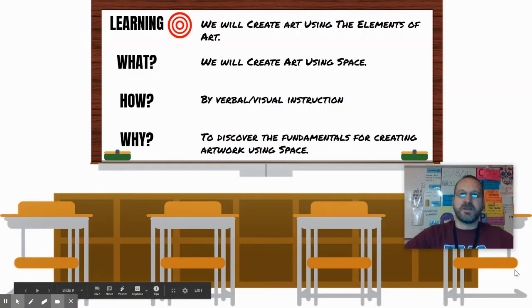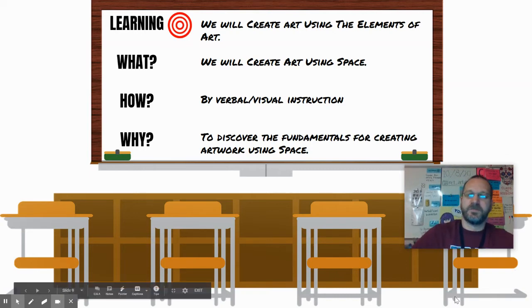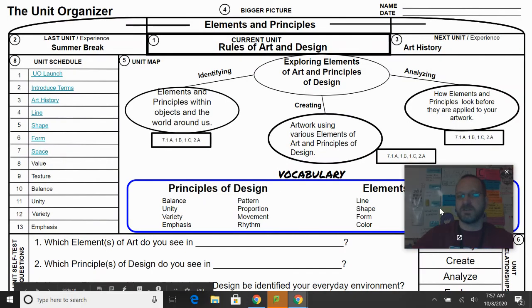All right, so your learning target: we're going to be creating art using the elements of art. Every time you create art, you're using the elements of art. So yes, it is kind of a double entendre, but that's what we're doing. We're going to create art today focusing on space, by verbal and visual instruction. Why? So we can discover the fundamentals for creating artwork using space. What that means is you're going to learn how to make art using space, the illusion of space.